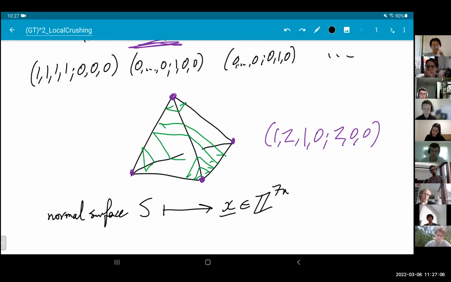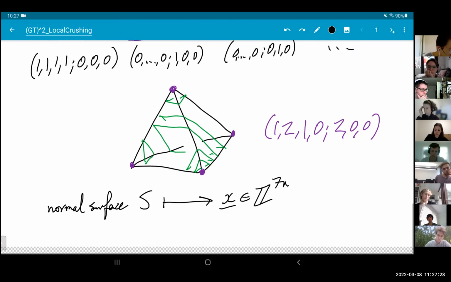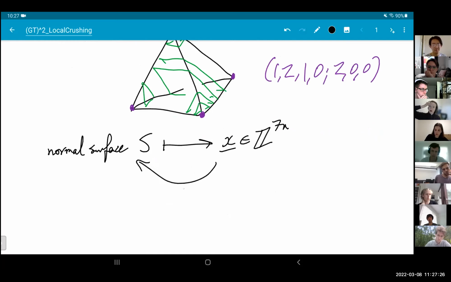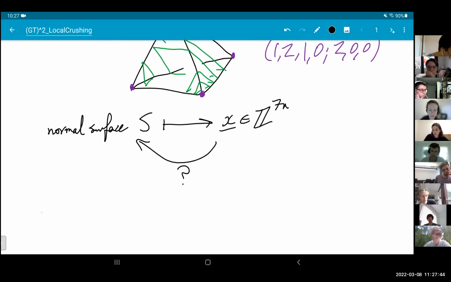Which is, if I just give you a vector in Z to the 7n, does that give a normal surface? And the answer is not always, but there are some easy constraints that tell you when. So how do I go back in the other direction? There are some easy constraints that tell you exactly when a vector in Z to the 7n represents a normal surface. Let me just list them. The first one is obvious. All your coordinates have to be non-negative, of course.